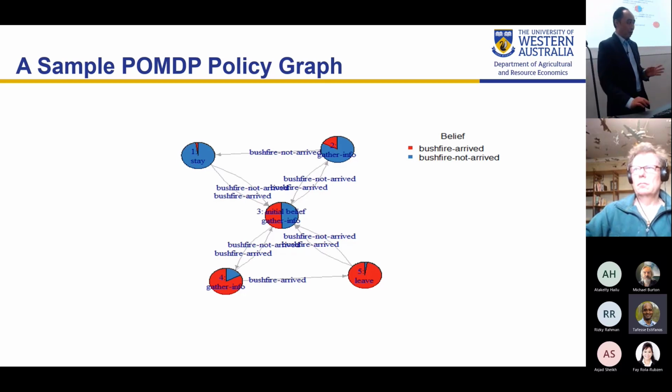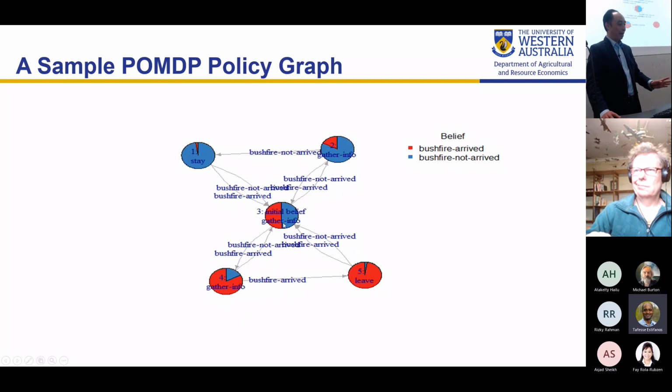So it's still uncertain. So if the person thinks bushfire has not arrived, then you can see all these arrows are the observation. And the person can follow, just say the person's observation is bushfire not arrived, he follows this arrow and gets to this state. And in this state, the best action is to gather information, to listen more. And now get another observation, bushfire not arrived, so the recommended action is to stay.